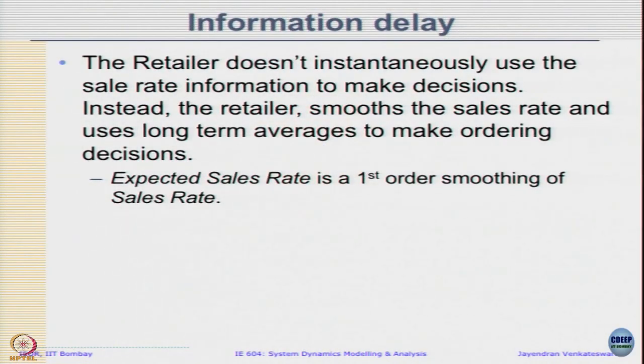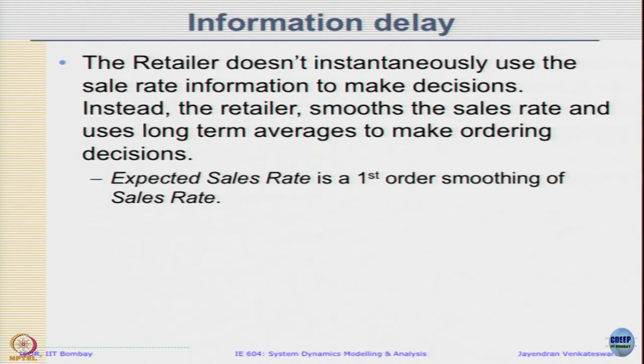The retailer does not instantaneously use the sales rate information to make decisions. Instead, the retailer smooths the sales rate and uses a long term average to make the ordering decisions. Just because the sales rate immediately changes, he may not react to the change, because we do not know the short term or long term changes. So, as soon as the sales rate changes, he adjusts this expected sales rate slowly over time before he uses it in decision making. To model that, we should now improve on our model.